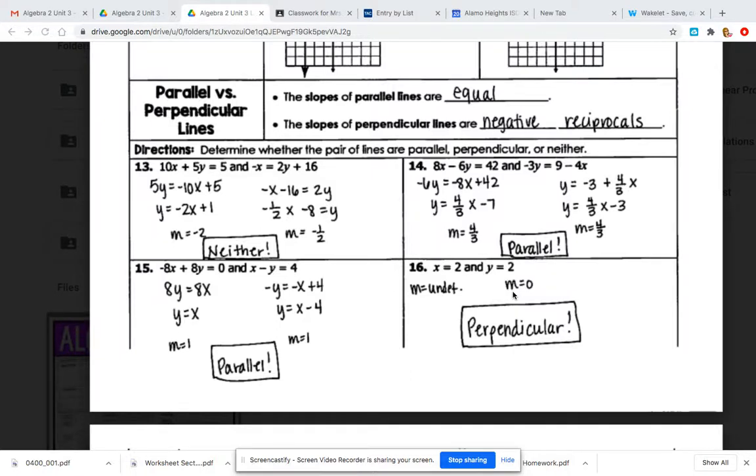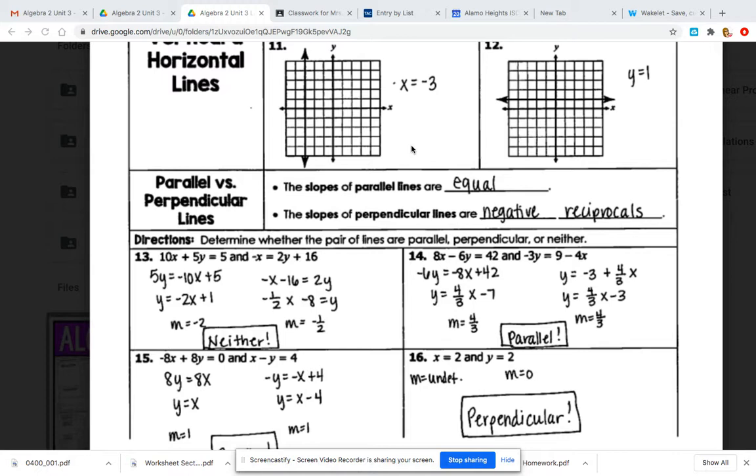Okay, part 2 of notes, we're going to talk about parallel versus perpendicular. If the slopes of parallel lines, they're going to be equal. The slopes of perpendicular lines are going to be a negative reciprocal, or in other words, an opposite reciprocal. So, for example, if you have parallel lines, the m will be the same. So the m could be 2 and 2 on both of them.